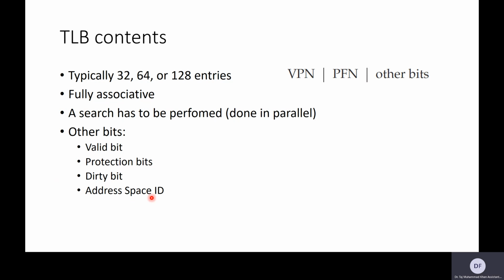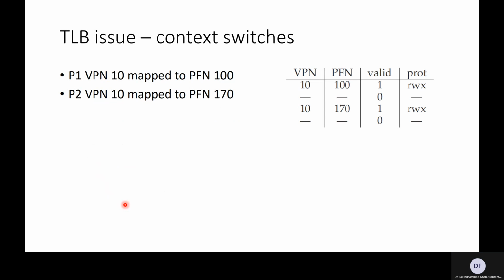Then there are some other bits. We can have some other bits inside these page table entries, for example, the address space ID. Let's see it on the next page. Let's say there are 2 processes running in the system, P1 and P2, and let's say it's a single core processor. It can run only one process at any given time.